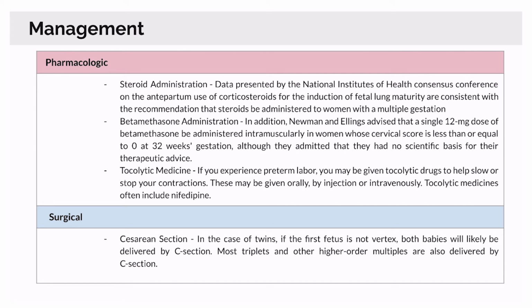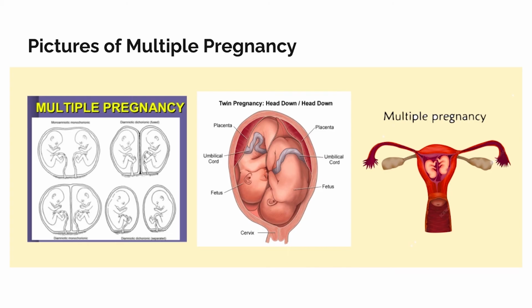Next is the surgical management. For surgical management, there is only one, which is the cesarean section delivery. In case of twins, if the first fetus is not vertex, both babies will likely be delivered by C-section. Most triplets and other higher order multiples are also delivered by C-section. Here are some pictures of multiple pregnancy.